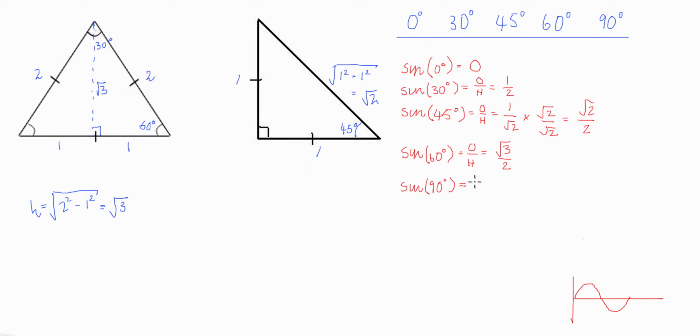Now, that's going to be equal to opposite over hypotenuse, but I don't know if you can remember, but 90 degrees on our sine graph is about here. And that's when the sine graph is at a maximum. And so at 90 degrees, the sine of it is equal to 1.